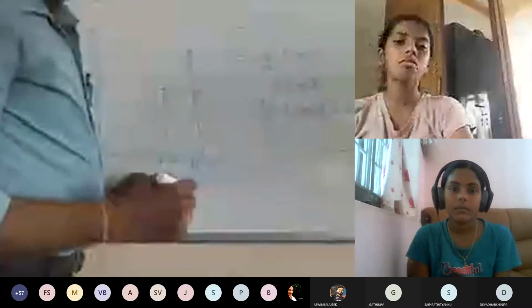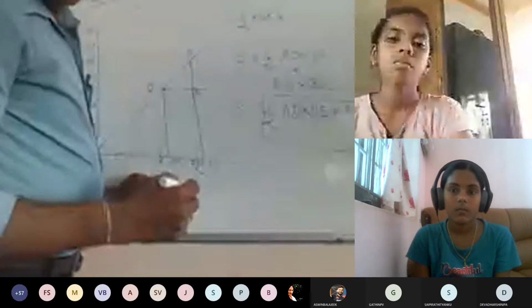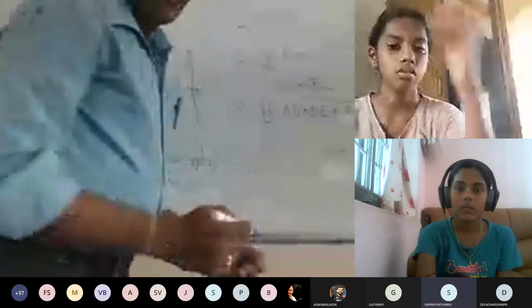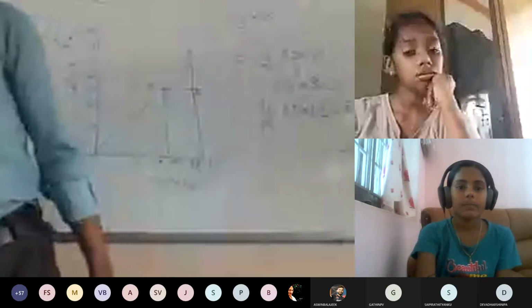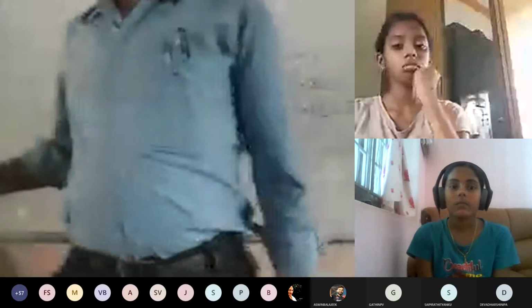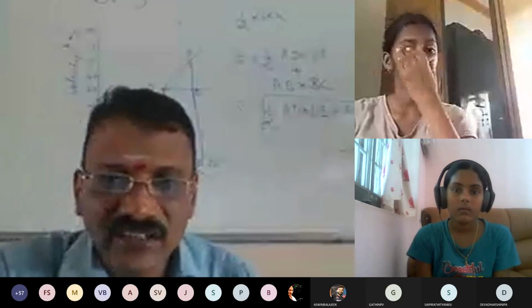Yes, sir. Okay. This is the way to find the distance traveled by any vehicle, not only a car. You can take any vehicle on the road, and by drawing this graph, you can find the distance.